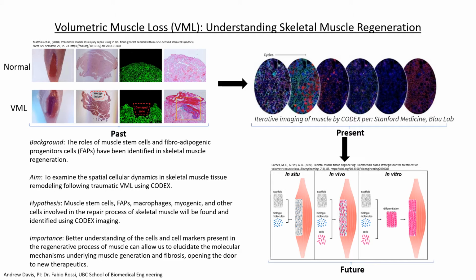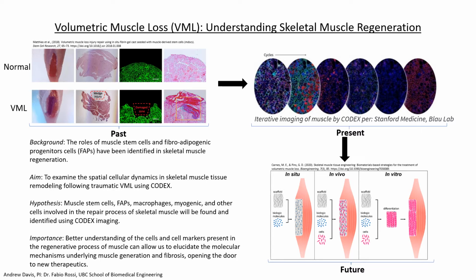Previously, scientists have identified different cell types and their roles in muscle regeneration following volumetric muscle loss. Using powerful imaging techniques, the roles of muscle stem cells and fibroadipogenic progenitor cells, aka FAPs, have been uncovered. Following injury, FAPs secrete trophic factors, which stimulate muscle stem cells to regenerate the muscle fiber. These FAPs are then cleared through programmed cell death.